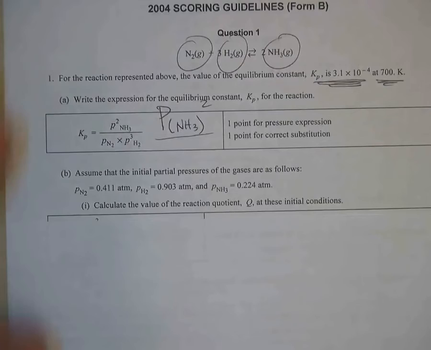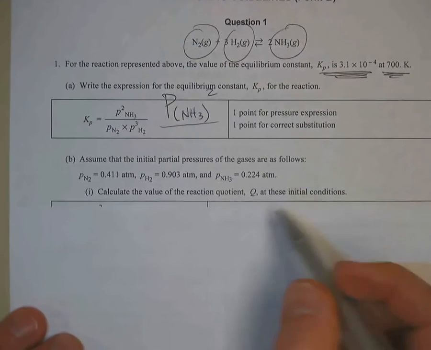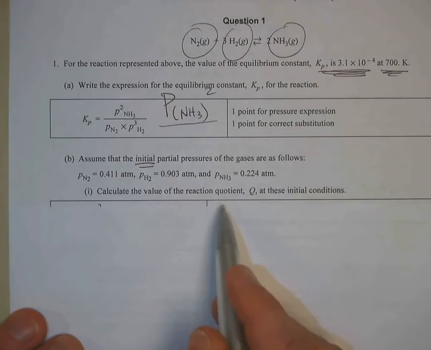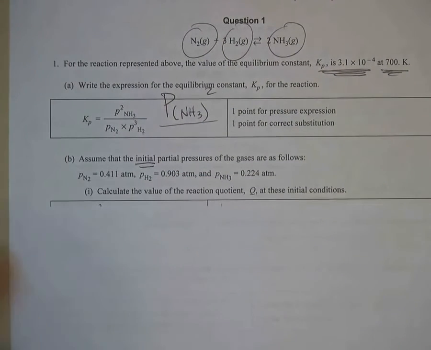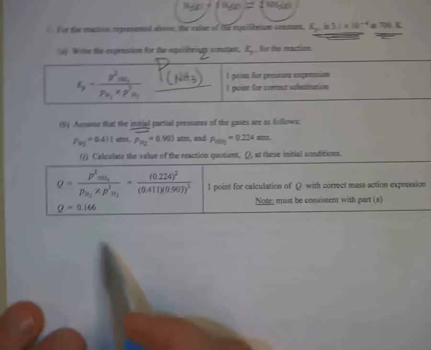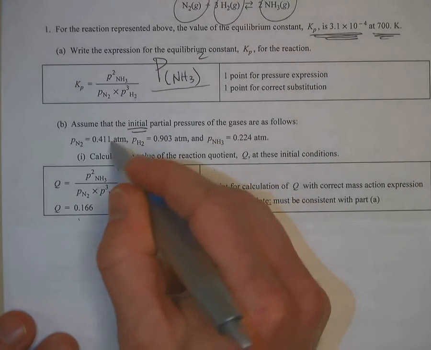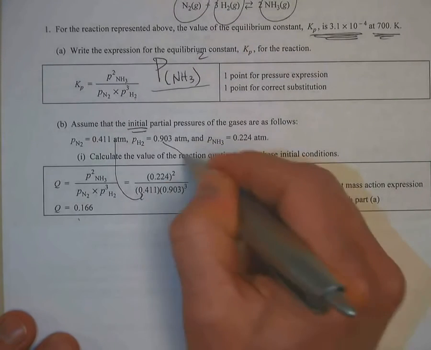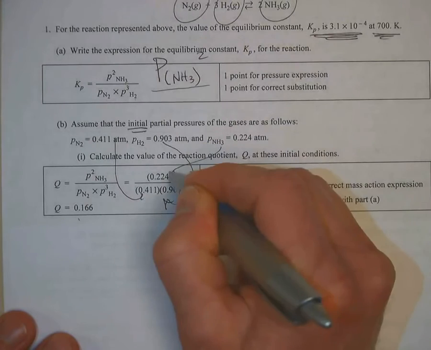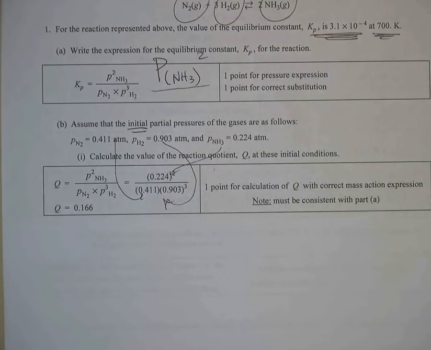Assume that the initial partial pressures of the gas are as follows. Now notice they say initial, not equilibrium. Calculate the value of Q, okay? It's plug and chug. Plug those values in, you end up with 0.166, all right? I plug those values in, nitrogen down here, hydrogen down here, and then NH3 right here. So Q, there we go.